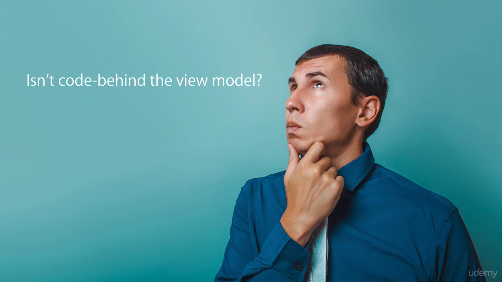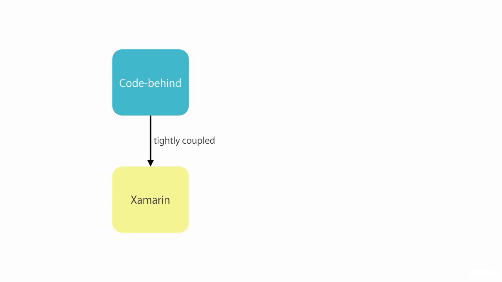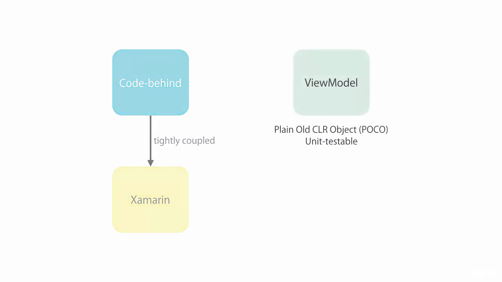Well, not really. Code behind is not view model. As I will show you in the next lecture, code behind is tightly coupled to Xamarin. And this tight coupling makes it hard to unit test this class. So by applying MVVM pattern, we basically take all the code in the code behind, put it in a view model class, and modify it slightly so it has no coupling or minimal coupling to Xamarin. And this way, we get what we call a plain old CLR object, or POCO. That's a class that has simple properties and methods, and we can easily unit test this class.